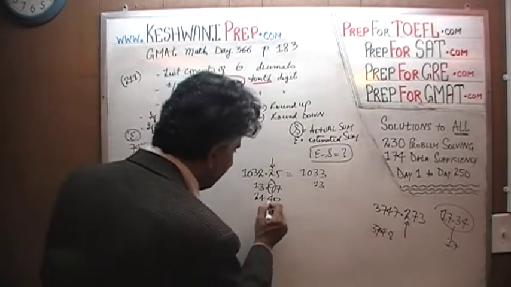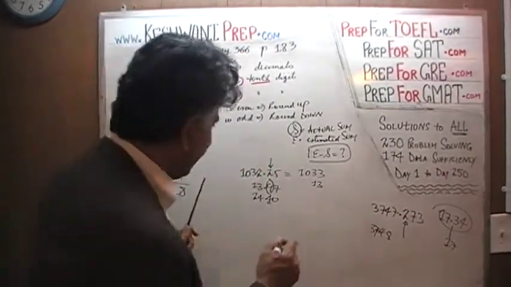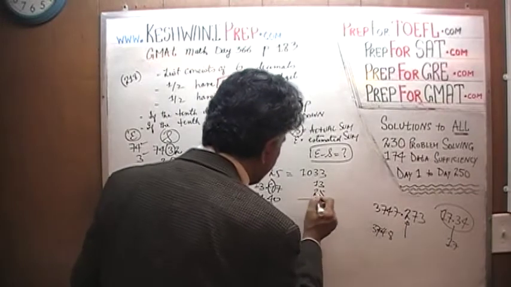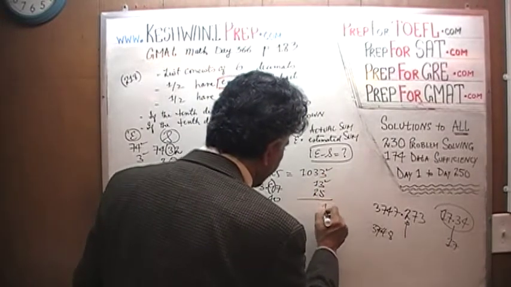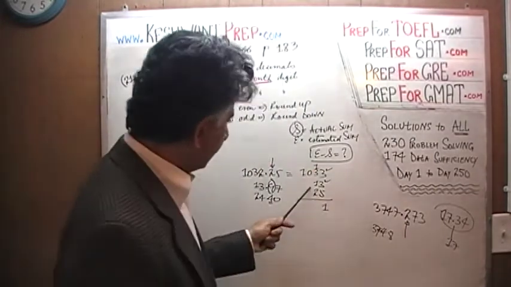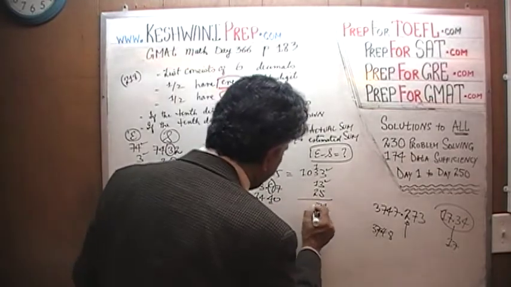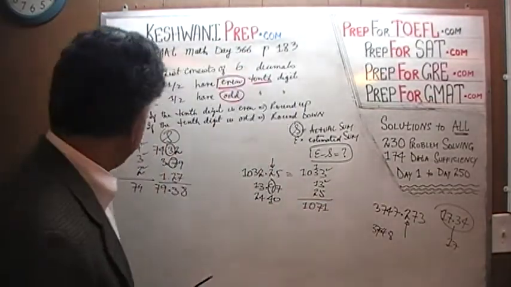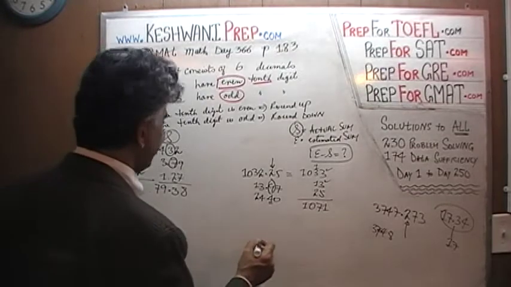24.4. That's an even tenth digit. If it's even, we have to round it up, so it's 25. Let's add them up very quickly. 3 plus 3 is 6, so we get 11. Carry 1. 3 plus 3 is 6 plus 7. 1071. Again, this is the estimated value.